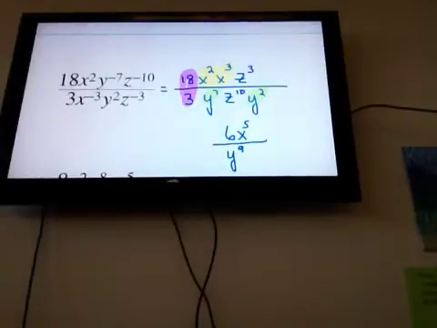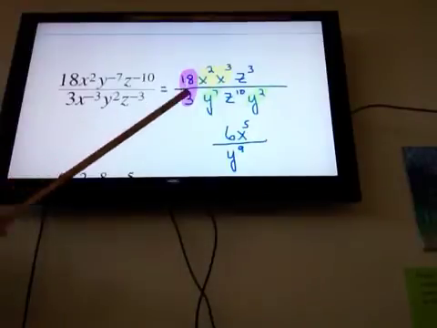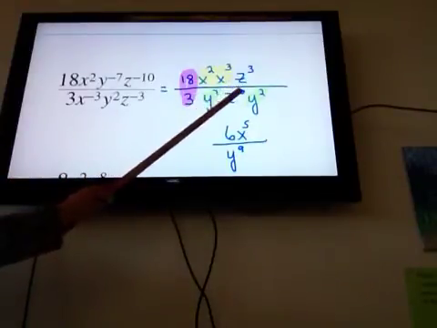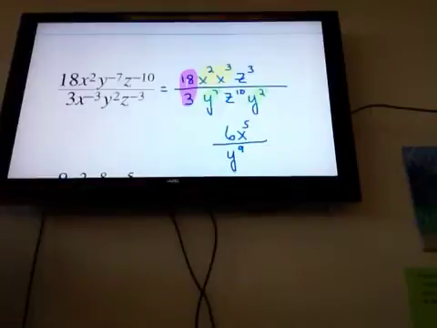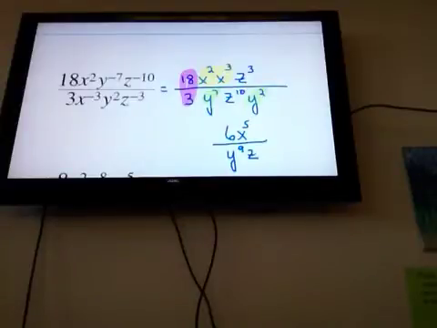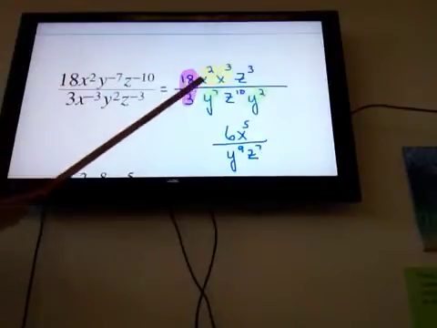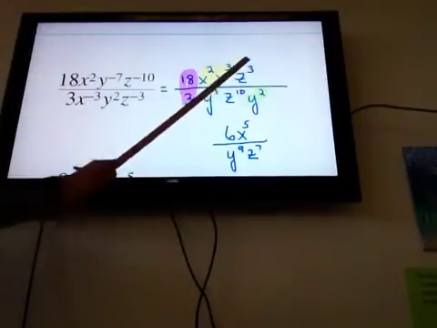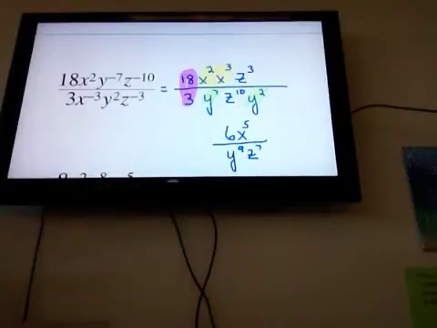And then my z's are not. They're top and bottom. So this means I'm going to subtract. So I'm going to take 10 minus 3 and be left with z to the 7th on the bottom. So when they're in the same place, you're multiplying, we add. When they're top and bottom, you're dividing, so you're going to subtract the powers. Always subtract in the direction of the larger power. That's where they're going to end up.